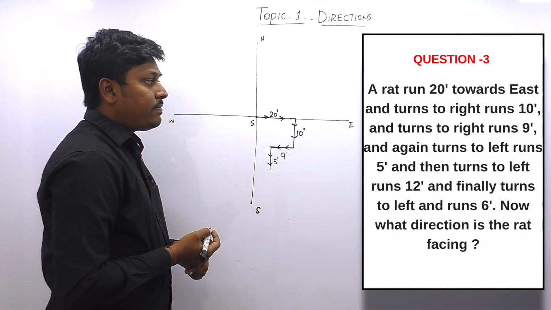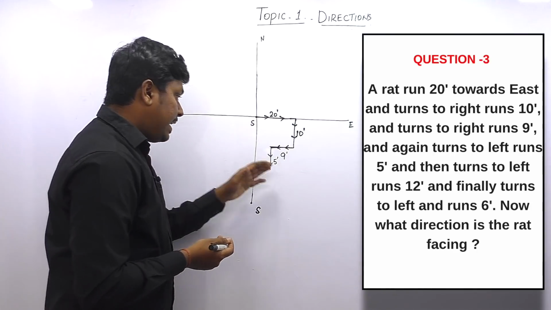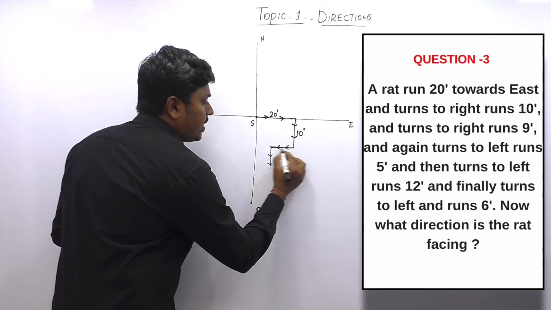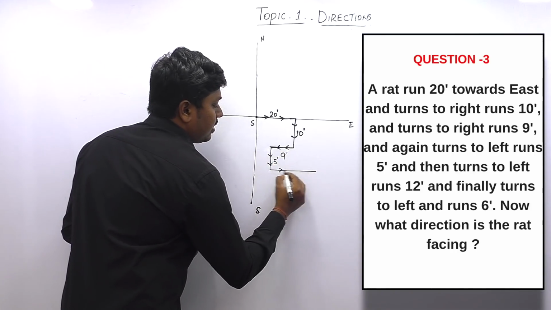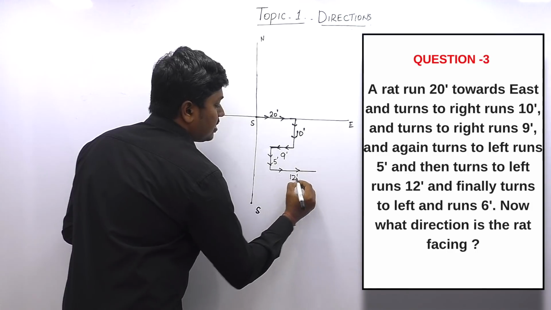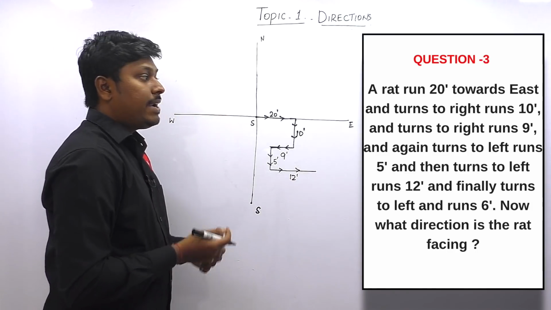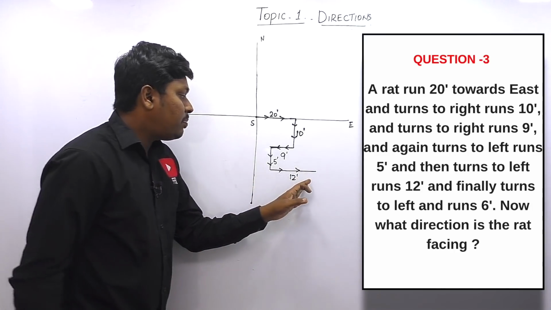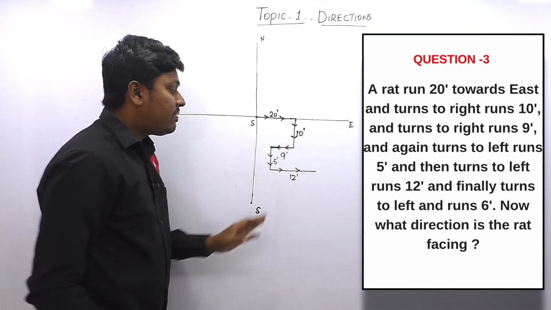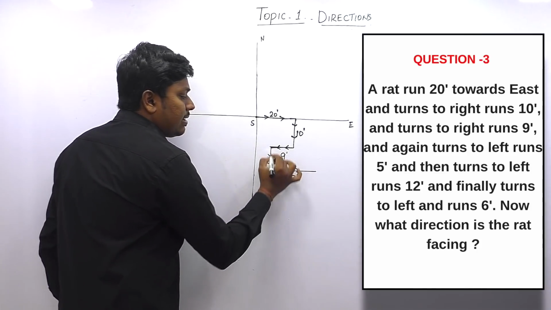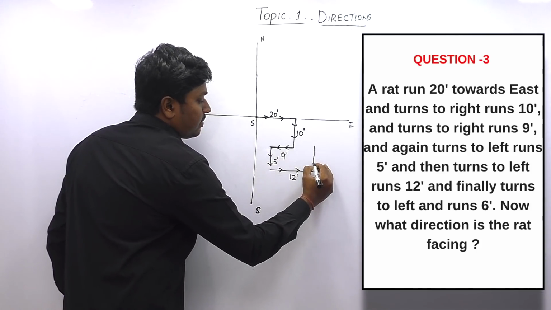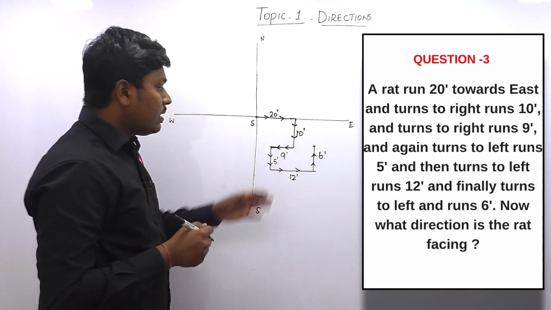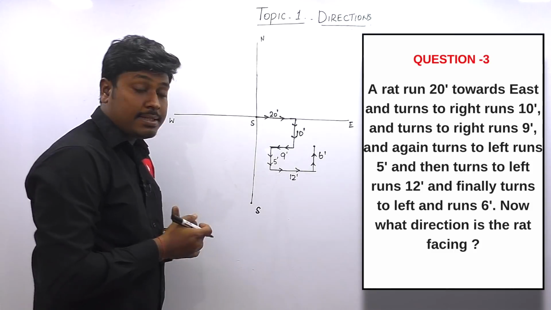And then turns left, runs 12 inch. Again from this point, the rat is turning left and runs 12 inch. We already know that this is 9. So definitely somewhere else at this point, this will be 12 inch. And finally turns left and runs 6 inch. So from this point, again the rat turning left and running 6 inch, and this parallel line is 5 inch. So definitely turning left, this will be 6 inch. So this will be the ending point and this will be the starting point.